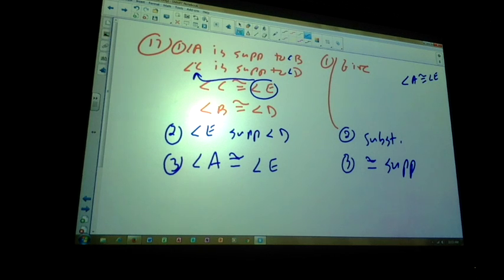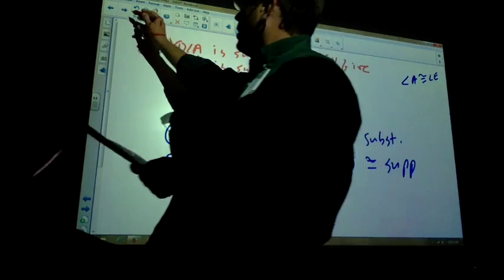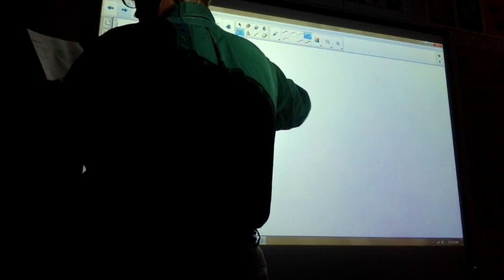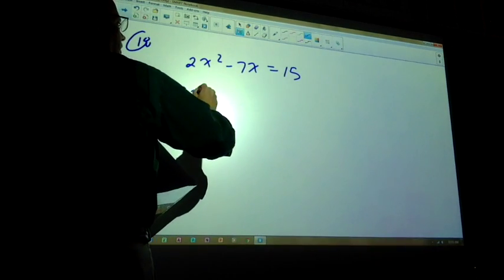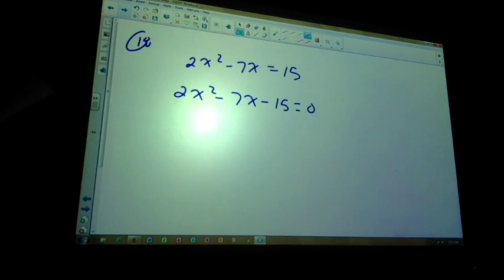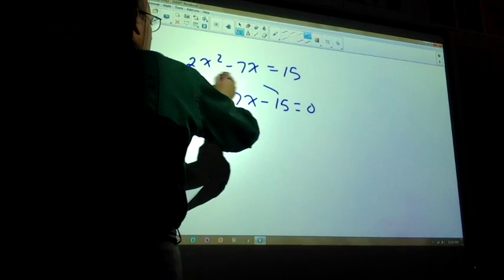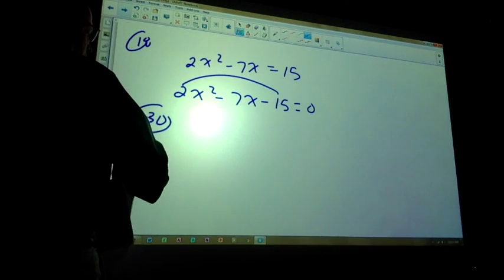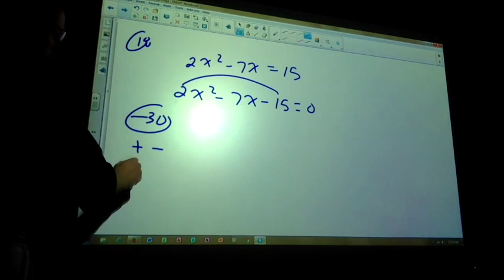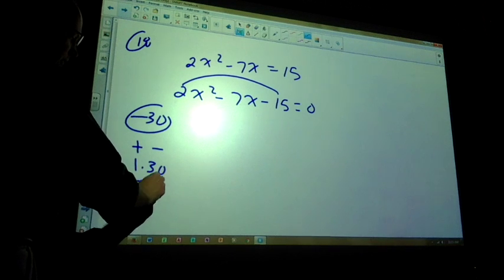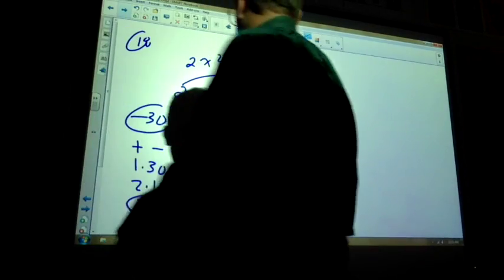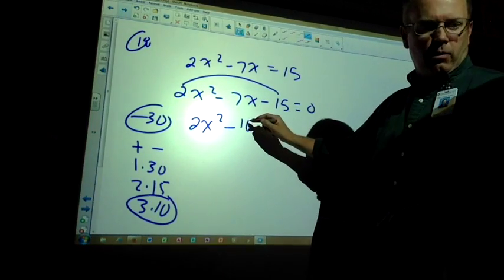Number 18, if you're solving for x, these are vertical angles, so I can set them equal to each other. So then I can do this, and then I have to factor that. Once I factor it, my magic number is negative 30, so I know I have to have alternating signs. I have to figure out which factors add up to negative 7. So 1 and 30, 2 and 15, 3 and 10. 3 and 10 works, where it's going to be the negative 10. So I have 2x squared.